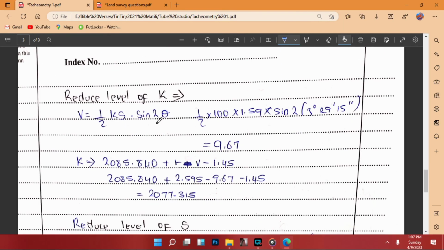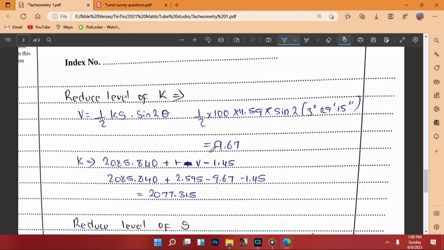So here we calculate the vertical distance V is equal to half KS sine 2 theta. So S we had already there. We find V will be 9.67.